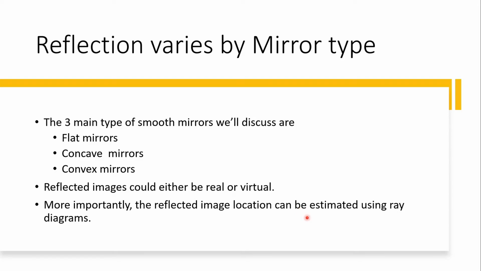right? So a few things that we will discuss before we move on to lenses: we've got flat mirrors, and we've got concave mirrors, and then we've got convex mirrors. And well, the important part is that the image could either be real or it could be virtual, and it all depends where the image lands up, and we're going to talk a bit more about it. And more importantly, you can guesstimate or estimate where the image is going to be, what the image distance is going to be, right?